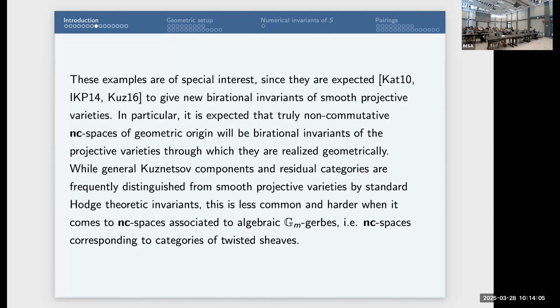These examples are of special interest, as they are expected to give new birational invariants of projective varieties. In particular, it's expected that for truly non-commutative NC spaces of geometric origin there will be birational invariants of the projective varieties in which they are realized geometrically. Generally, components of the derived categories are frequently distinguished from commutative varieties by standard Hodge theory invariants. This is less common when you're talking about NC spaces.